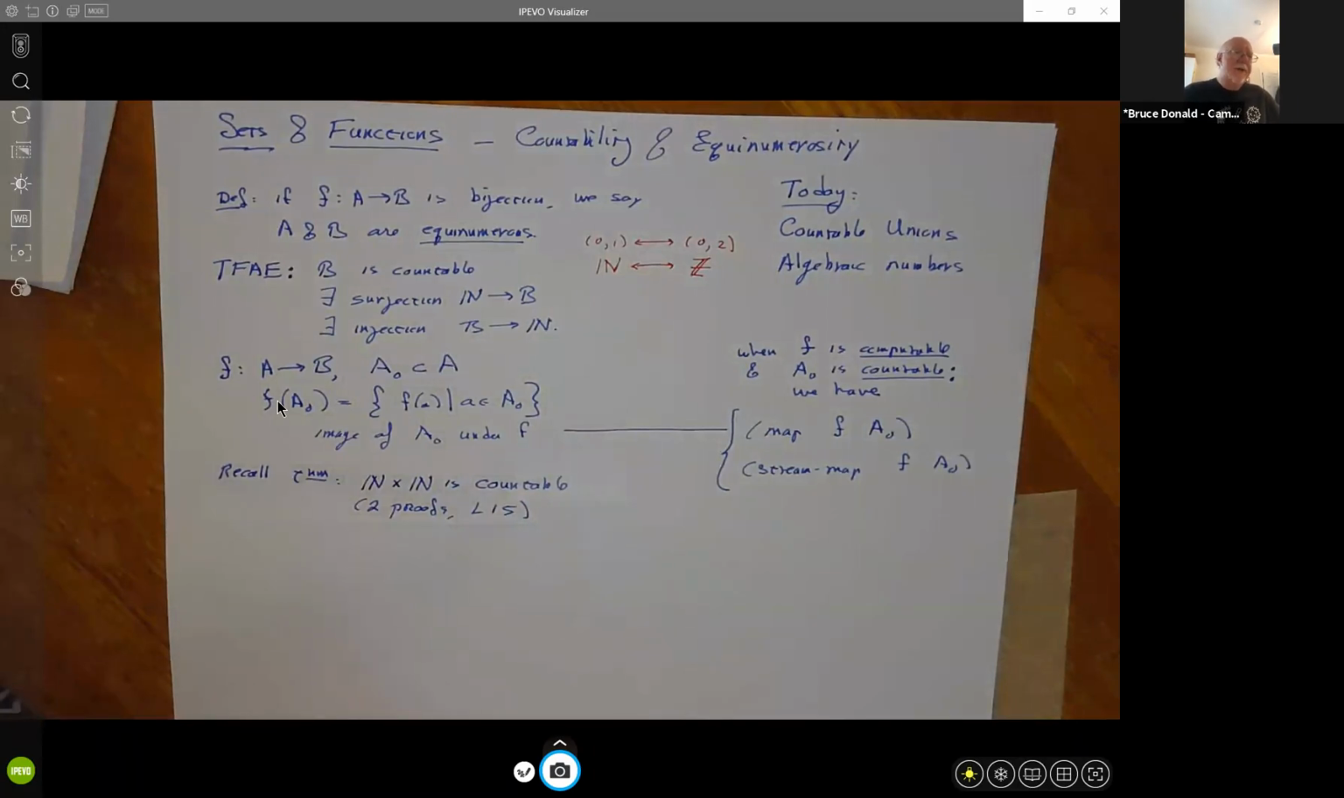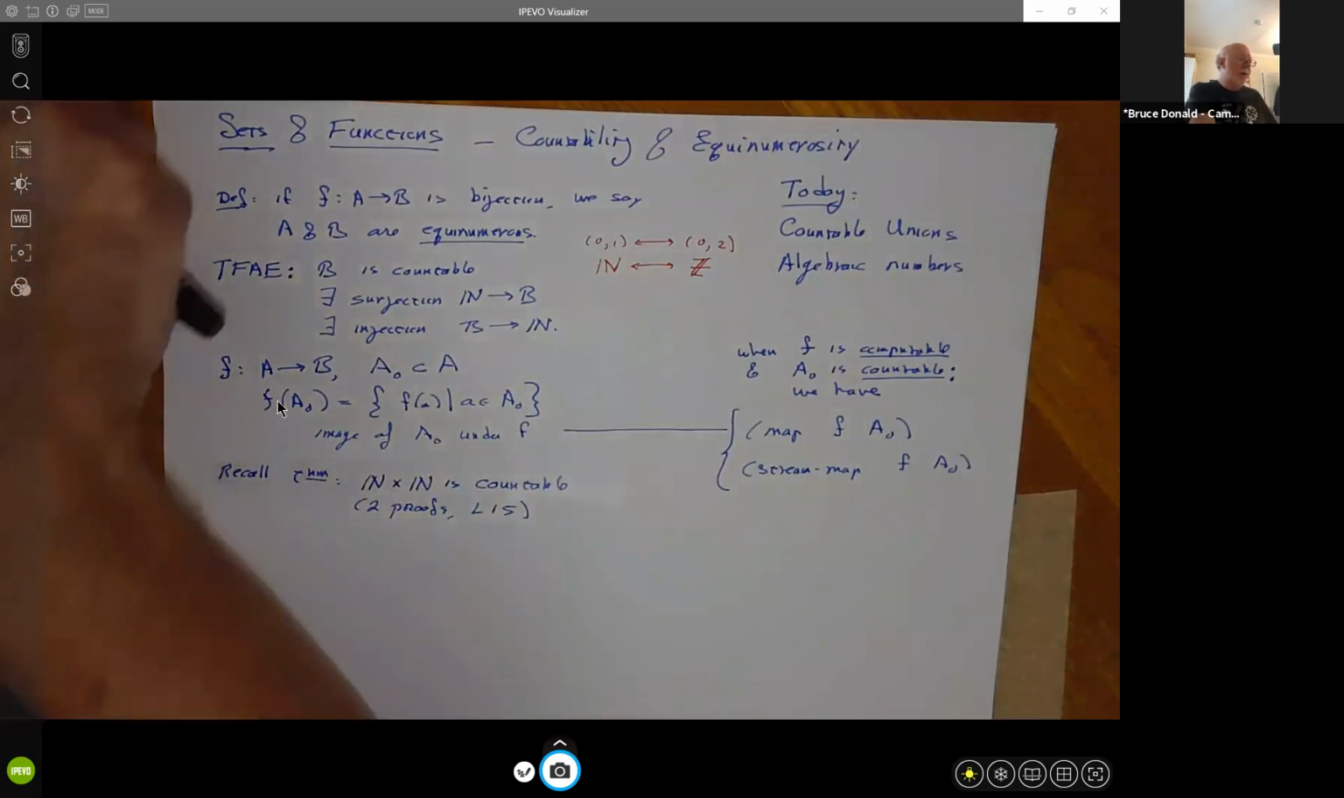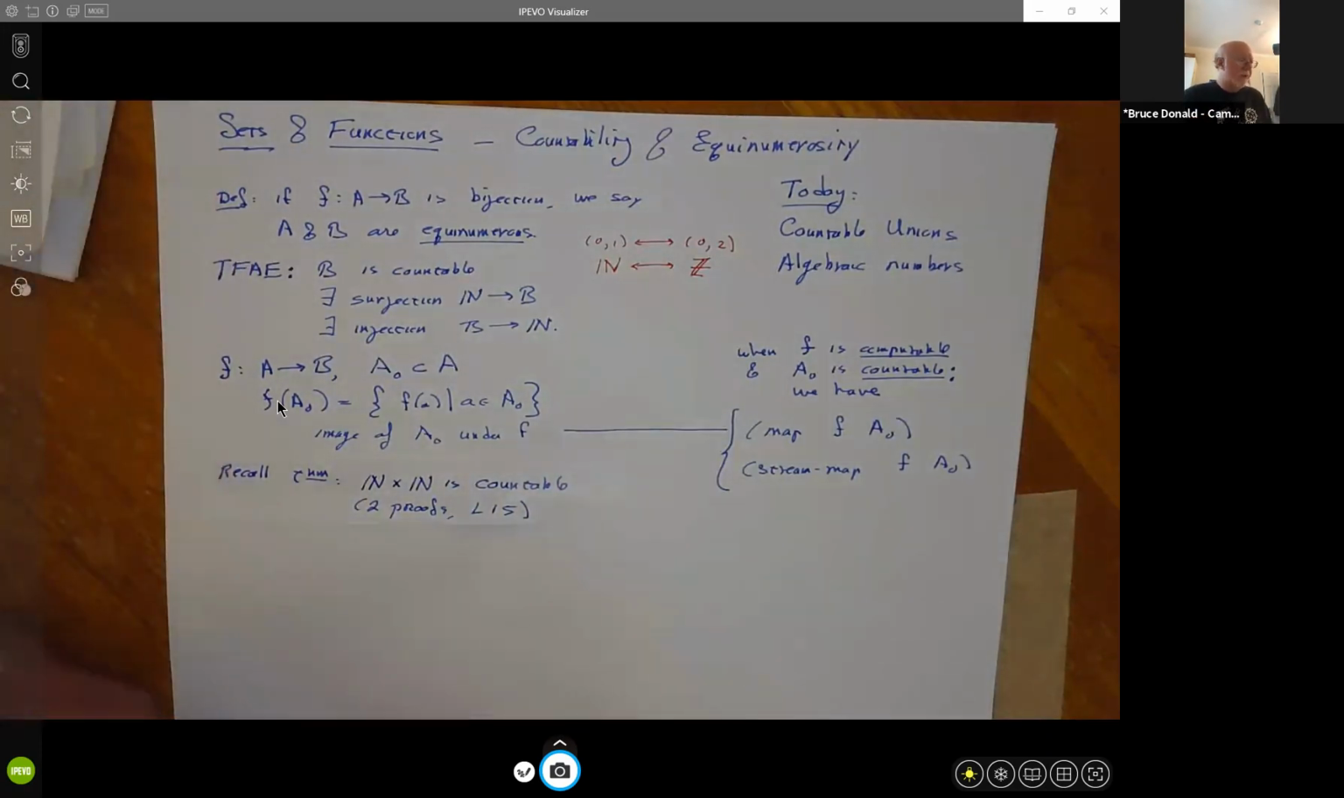The main topics today: I'm going to show you that countable unions of countable sets are also countable, and I want to talk about the algebraic numbers, which is really a way of answering a fairly deep question asked by one of your colleagues just a few lectures ago in class.